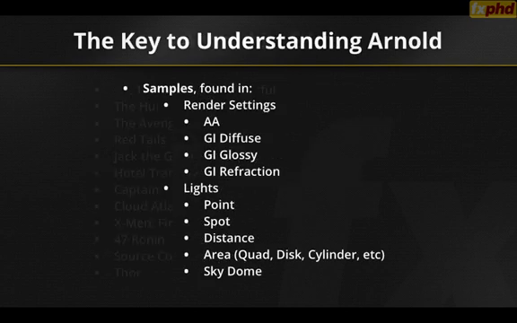Okay. Now, the key to understanding Arnold is samples, and this is very, very fundamental to you getting out a good render that isn't going to take an age to process. So samples can be found in render settings and lights. In render settings, we're looking at samples in AA or anti-aliasing, GI diffuse, GI glossy, or GI refraction. Okay, so there's no talk about reflection and there's no talk about specular. Both of those are found in glossy.